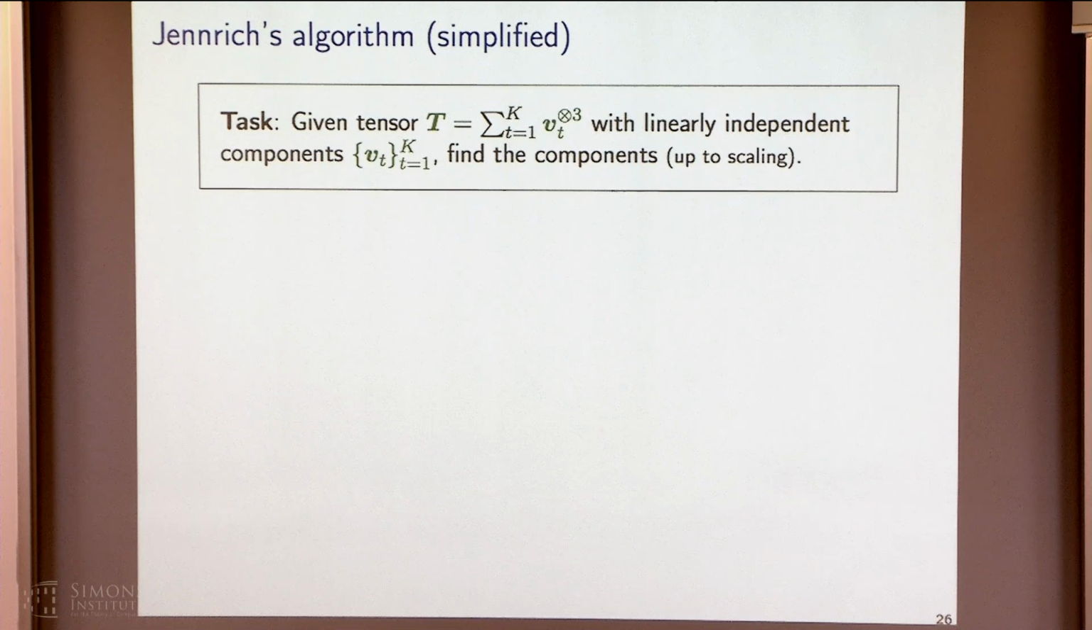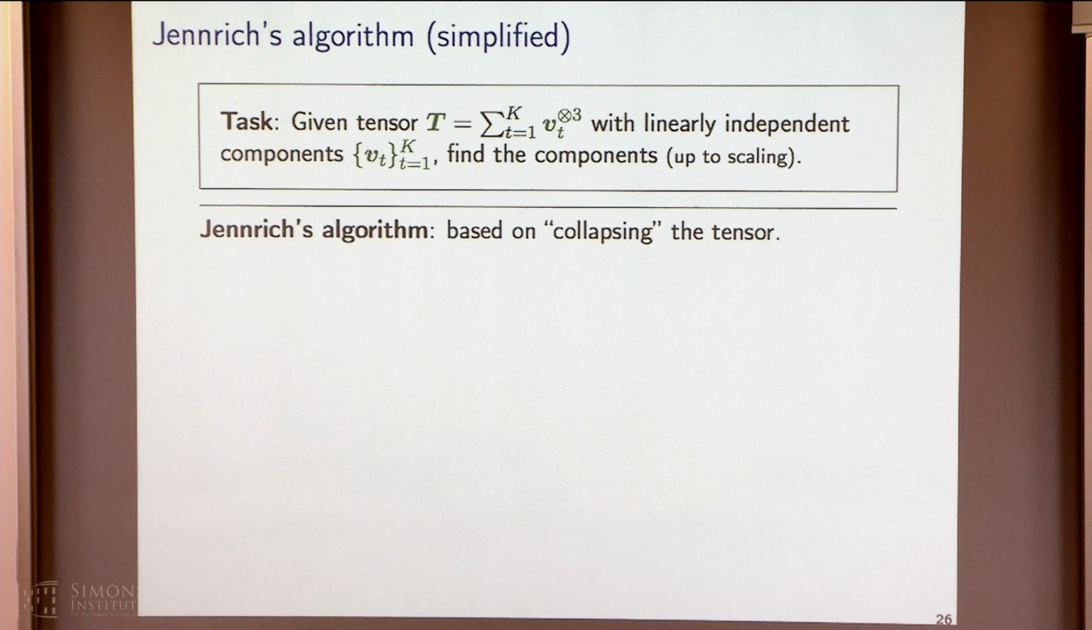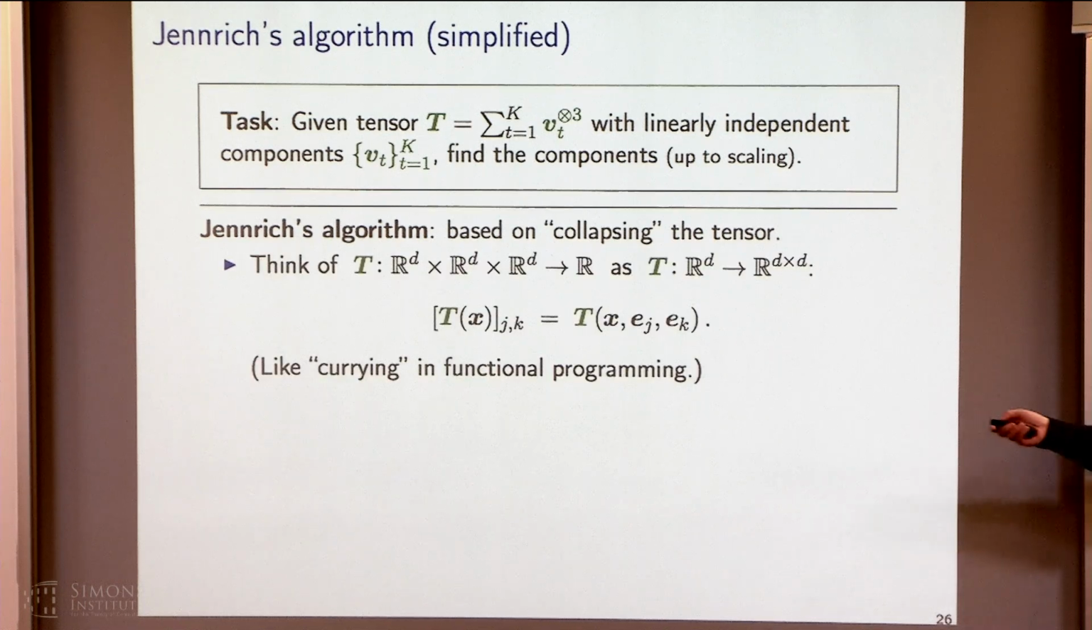Okay, so Jennrich's algorithm is based on a concept called collapsing a tensor from, in this case, a third order tensor down to a matrix. The way it works is that remember I said it was, in this case, a trilinear form. You think of it as a linear map from vectors to matrices. It's just what you would get if you apply it to a vector: the matrix whose jkth entry is just the evaluation of t on x, the same x there, and the jth and kth coordinate basis vectors. It's kind of like currying in functional programming, if you like functional programming, in a sense.